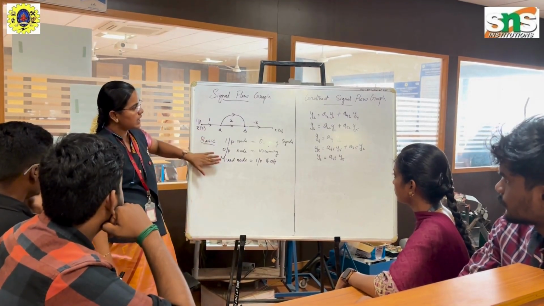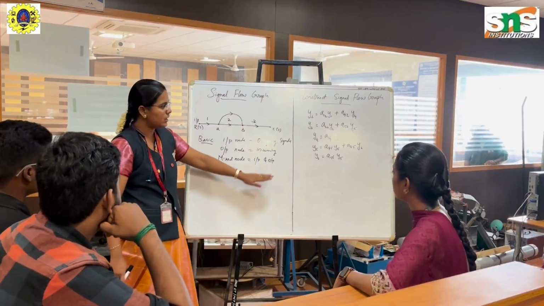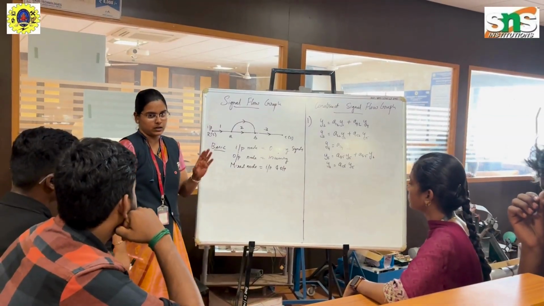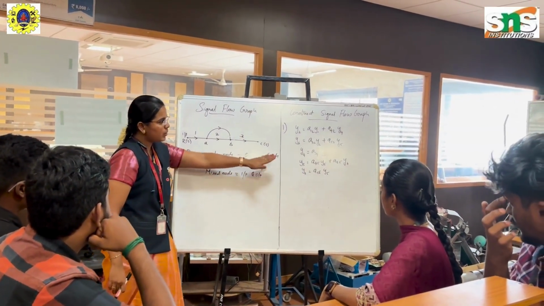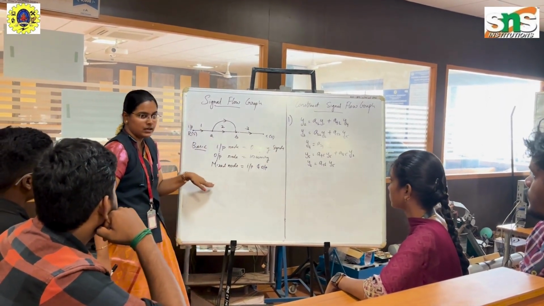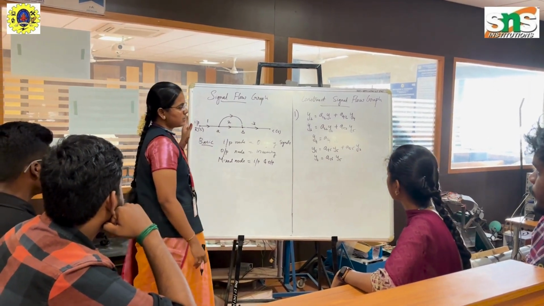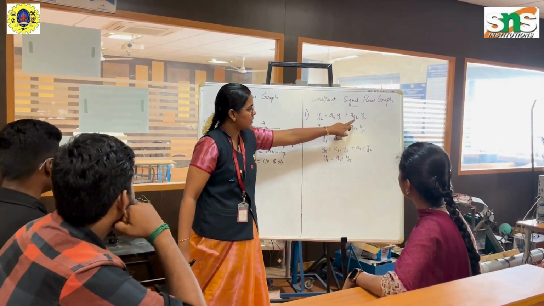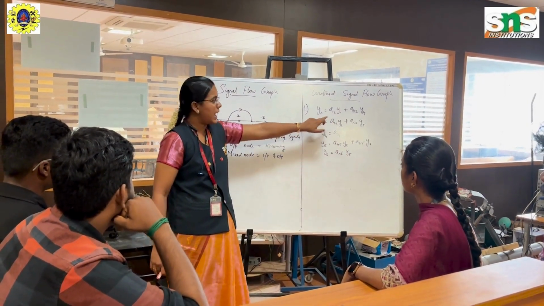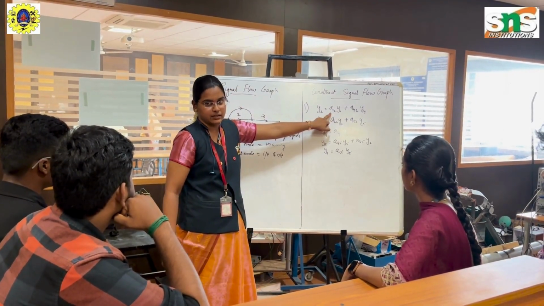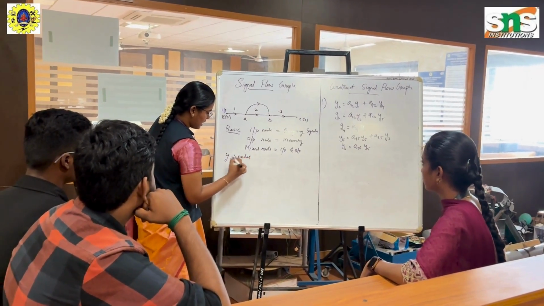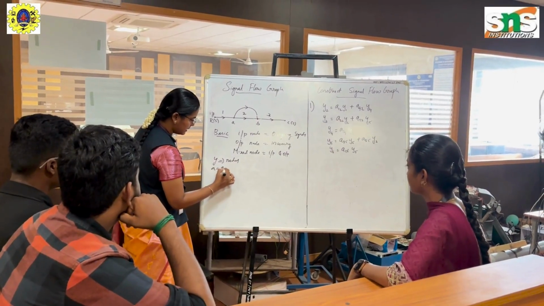Now I have to construct a signal flow graph. Here I have a question. We have a mathematical equation of a particular system, and with the help of this mathematical representation I am going to draw my signal flow graph. Let us consider y. Every y represents a node, and A is nothing but your gain.